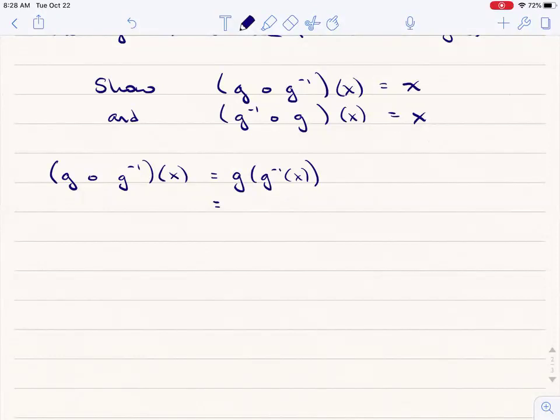So now, wherever we see a T in the original function, we're going to replace it with the inverse of G. What was our original function? T minus 2 over 2T minus 1, which we're going to have to rewrite as G inverse of X minus 2, over 2 times G inverse of X minus 1.